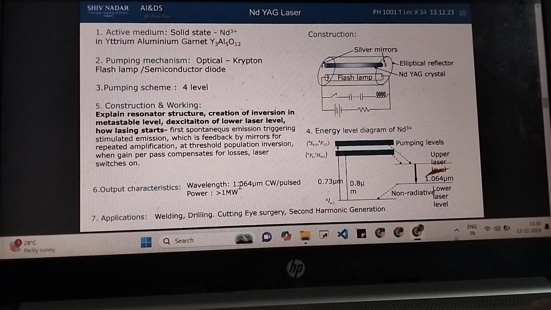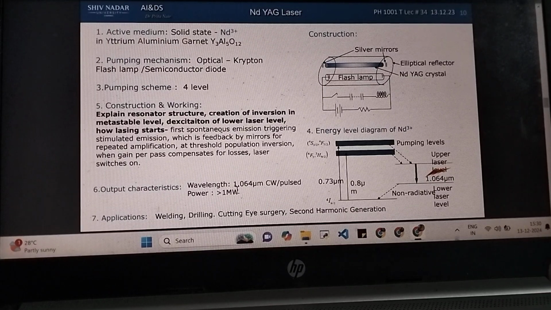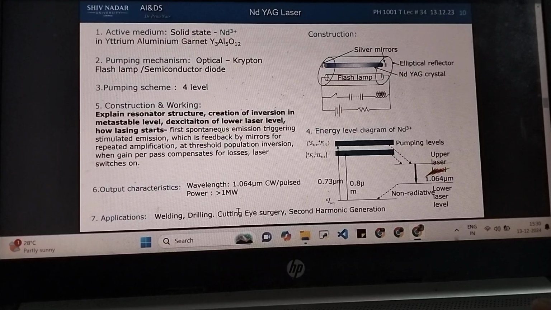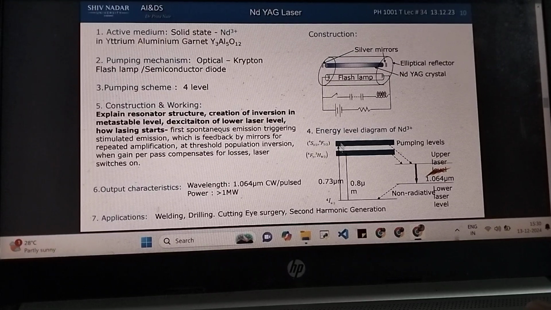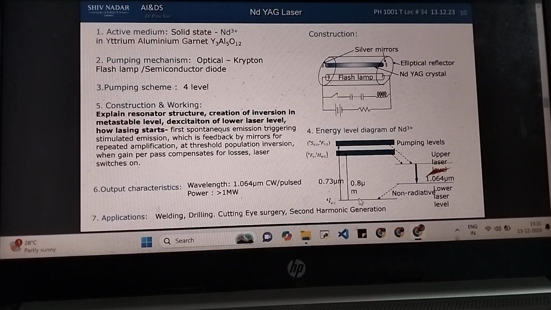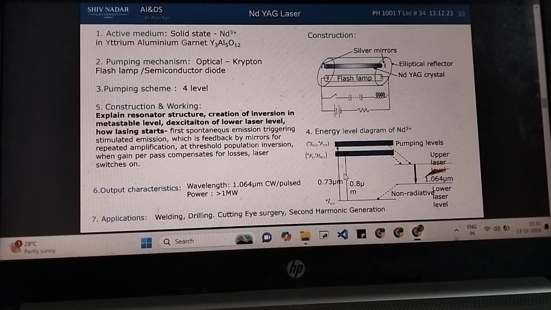Output characteristics, this is the wavelength. It can produce continuous or pulsed light. Here's the power. These are some of the applications, and this is the energy level diagram. Ground level, lower level, upper level, pumping levels, and these are the energy gaps between the levels. So that is an ND-YAG laser.